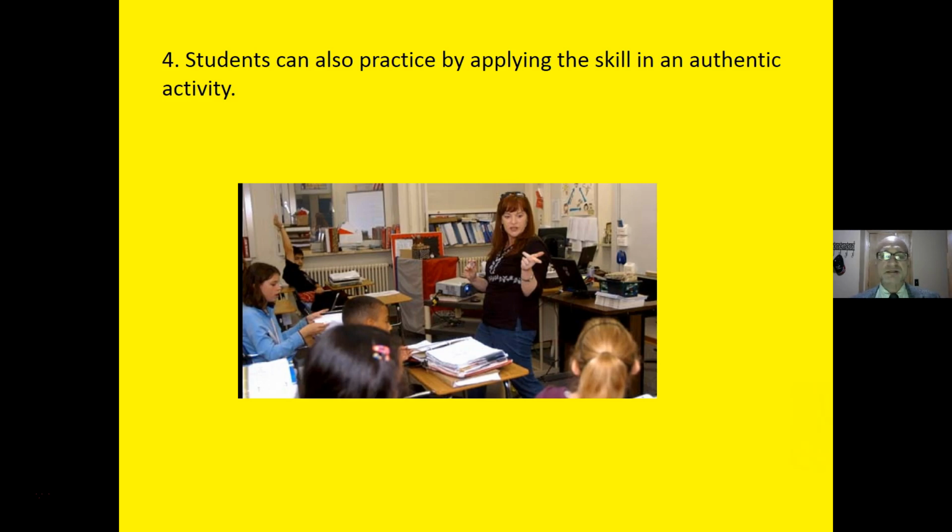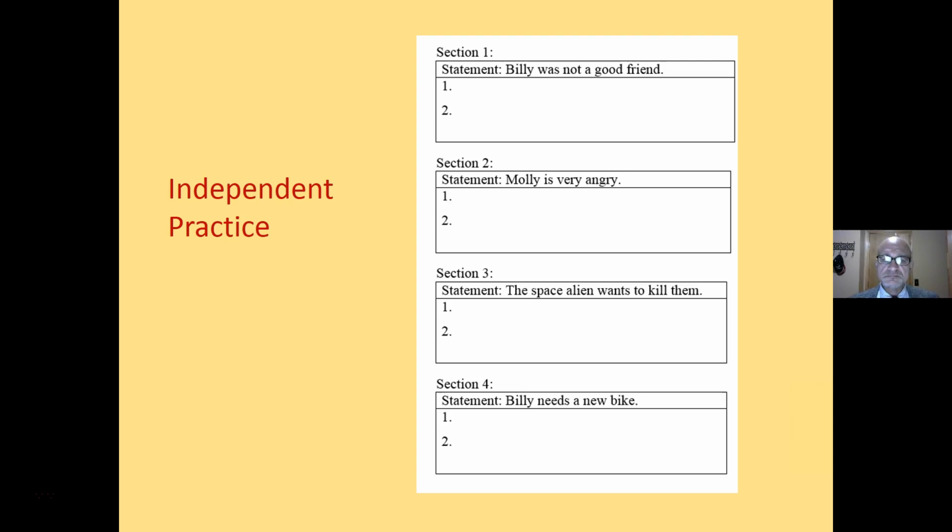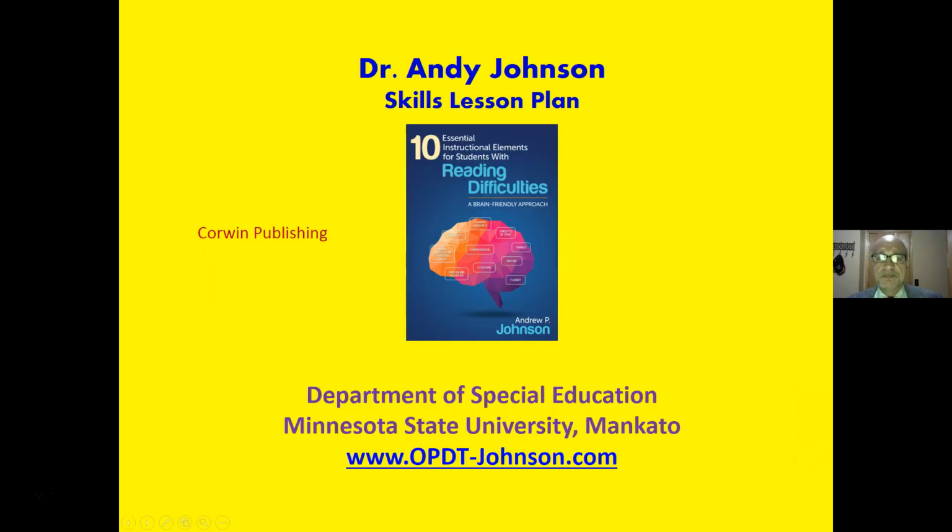Students can also practice by applying it in an authentic activity. All right, read chapter 4, use this study skill strategy. Here would be an example of independent practice, and I'm breaking the reading into sections so students can do this independently. You might even have them do this with a partner. Just some examples of this complex skills lesson plan that you will be planning and teaching.